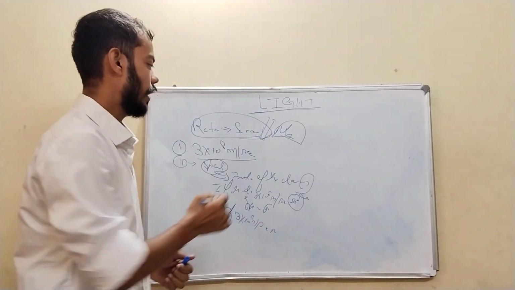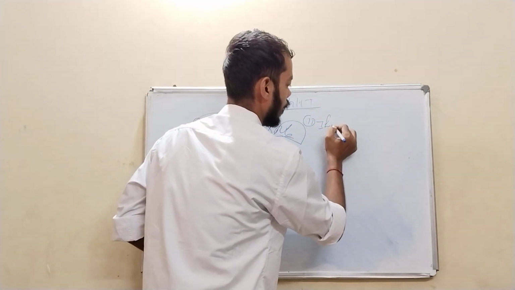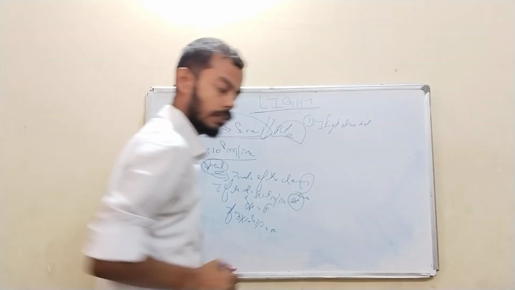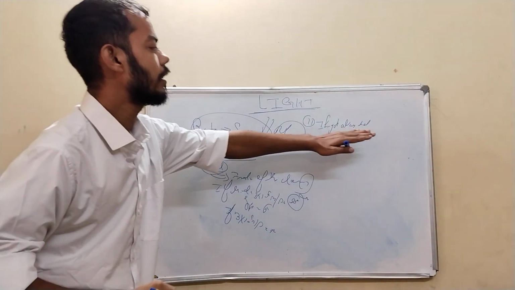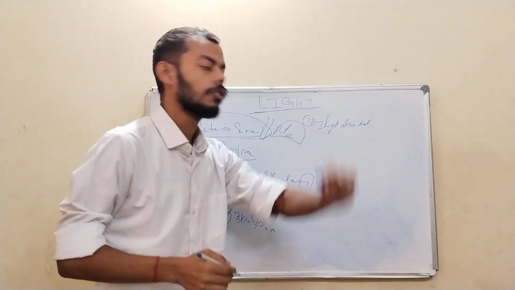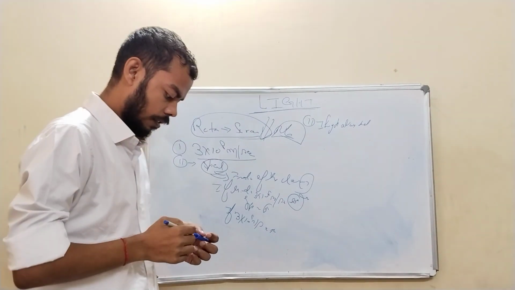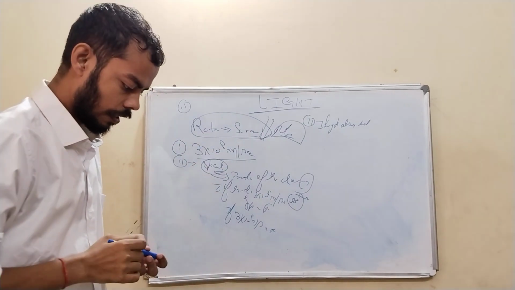So the second property of light is that light always tends to travel in a straight line. In technical terms, this is also known as the rectilinear propagation of light. So these are the two basic properties of the light.